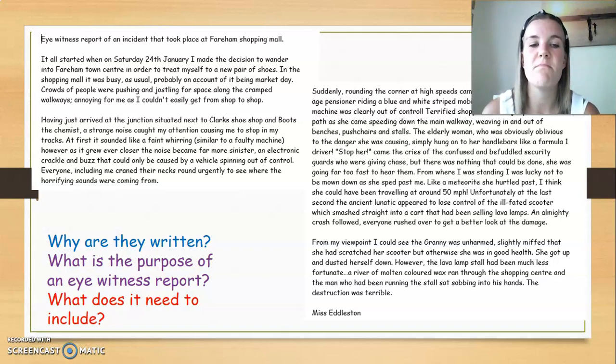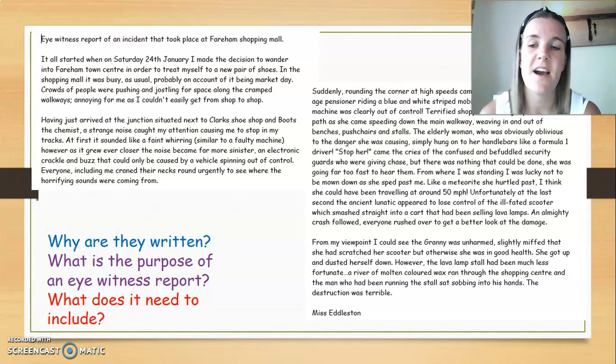A river of molten coloured wax ran through the shopping centre, and the man who had been running the stall sat sobbing into his hands. The destruction was terrible. That eyewitness report was written by Miss Edelston. So, now that we've read that, why was it written? So we can see Miss Edelston has witnessed an event that has happened that other people need to know about.